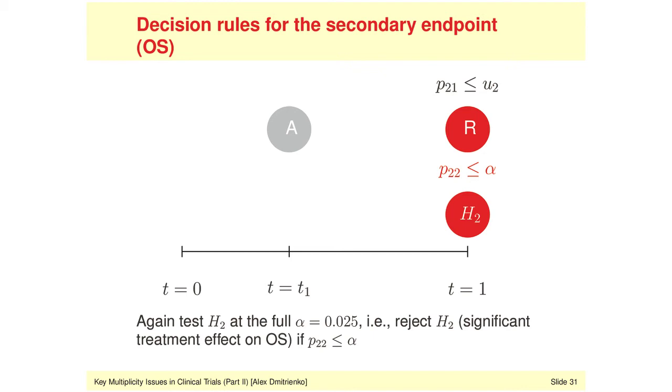we will proceed to the final analysis. We know how to test the treatment effect on progression-free survival. We're going to have to use the appropriate adjusted significance level. What about the overall survival test? Using the logic that I presented on slide 30, it would seem natural to carry out that test at the full alpha level, which means, as shown on the slide, that the p-value p22 will be compared to the full alpha level, and a significant treatment effect on overall survival can be claimed if p22 is less than or equal to alpha.